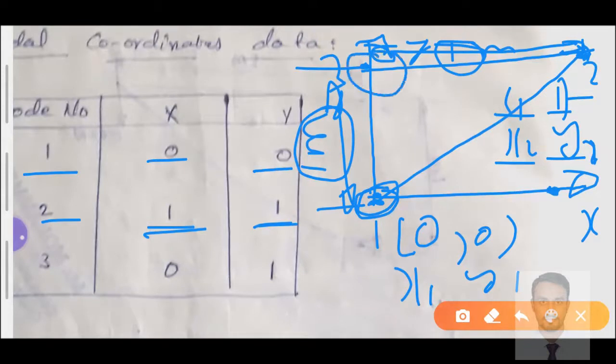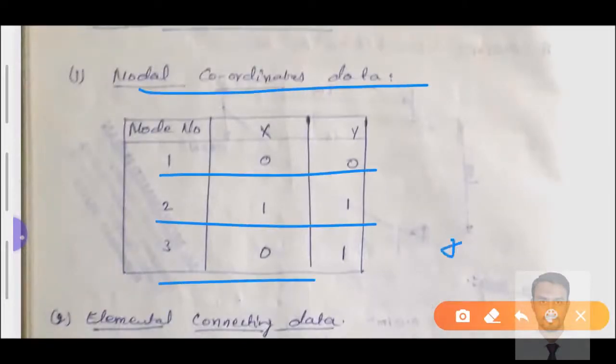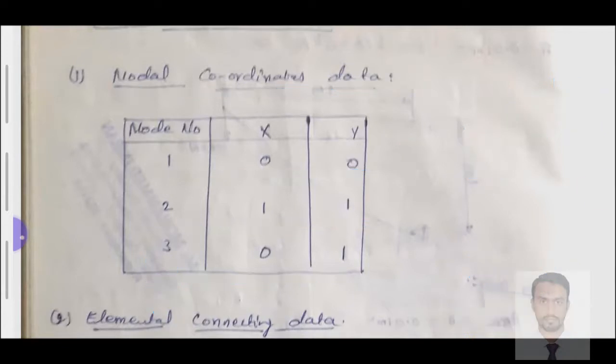Similarly, node number 3 is not away from the origin with respect to the x axis, it is on the y axis, so x is 0, and along the y axis the distance is 1 meter. This is called the nodal coordinate data, which we represent with respect to the positions of the nodes: x1, y1, x2, y2, x3, y3. If we have more nodes, such as 4, 5, 6, n nodes, we can take the coordinate data similarly. Now we understand what is meant by coordinate data.